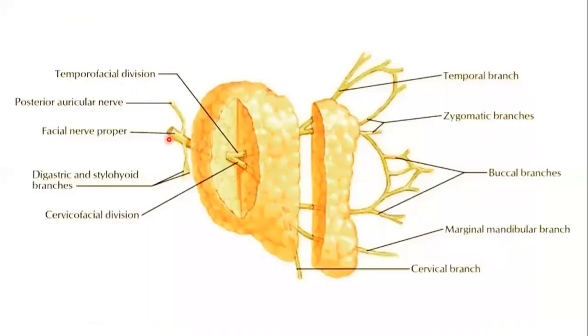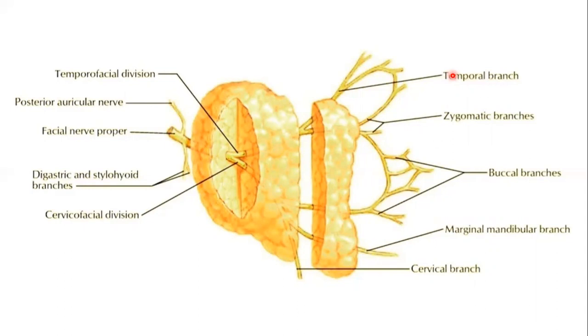First of all, it divides into these two branches. This is the temporofacial division, and this is the cervicofacial division. The temporofacial division divides into the temporal branch and the zygomatic branch. And then the cervicofacial division divides into buccal branches, the marginal mandibular branch, and the cervical branch. So you see, these are the 5 branches.